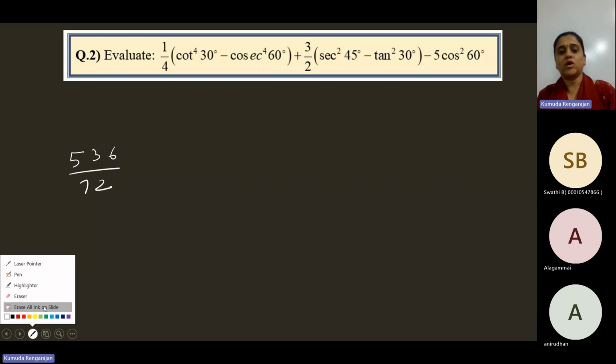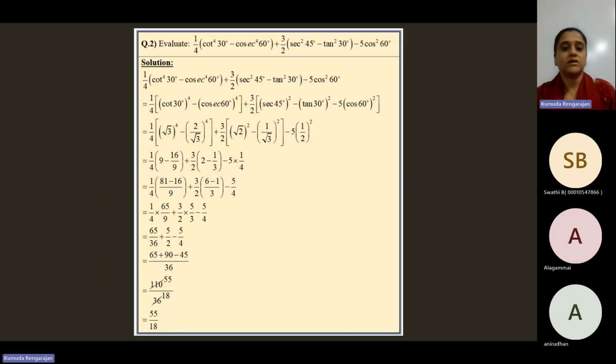Okay, you tell me where you have gone wrong, children. So this is cot 30 to the power 4, correct? If you want, you can write the step. Cot 30 to the power 4, correct? What is this? Cosecant 60 to the power 4. And then this one is secant 45 the whole square. This is tan 30 the whole square. And this is cos 60 the whole square, correct?